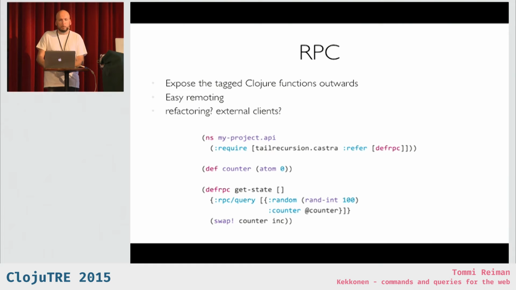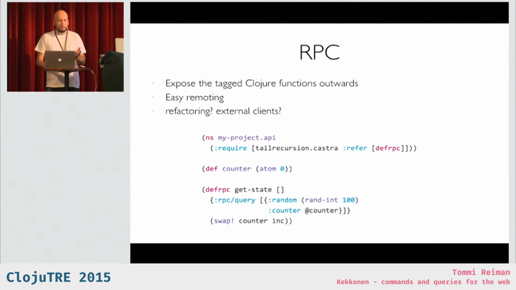So here's an example we heard about in the Hoplon presentation. This is Castra. You just use macros or some other mechanism to tag the functions and create this pipeline so that these functions are exposed outside of your JVM to the front end. So this is really simple.